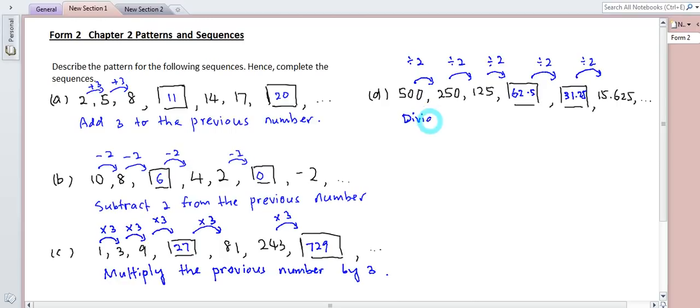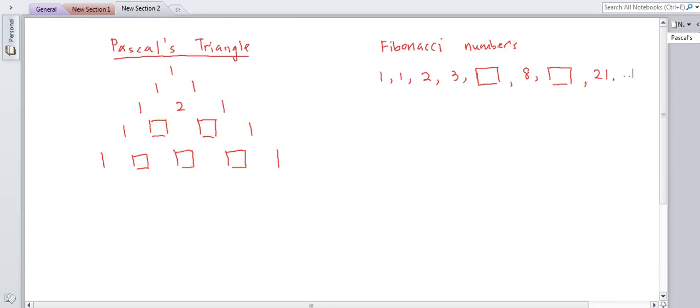Divide the previous number by 2. Okay, so these are 4 basic methods. How do we describe a number sequence? In this chapter, you also learn about the Pascal triangle and Fibonacci numbers. Okay, let's go to the Pascal triangle first.